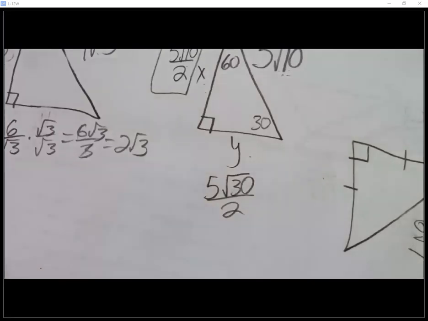Does this make sense? Okay. I love special right triangles because you can do so much of the work without having to do the Pythagorean theorem. If you know the pattern, you can get all your sides.